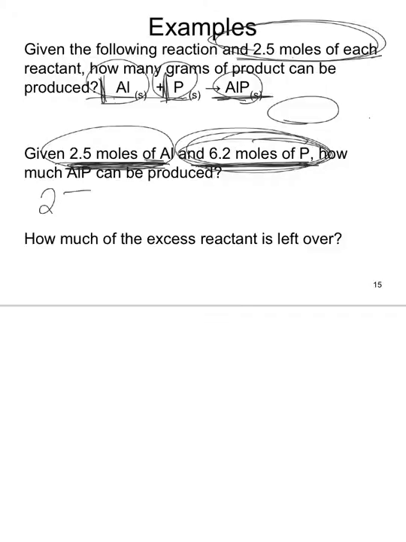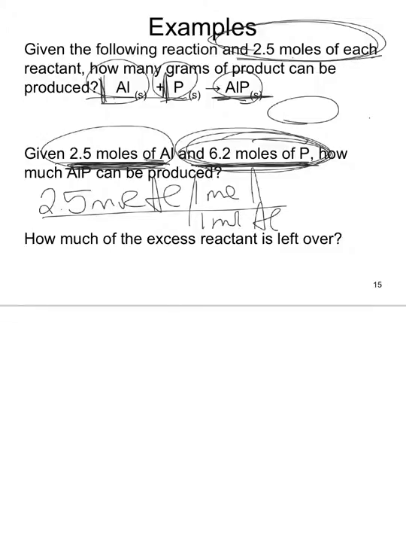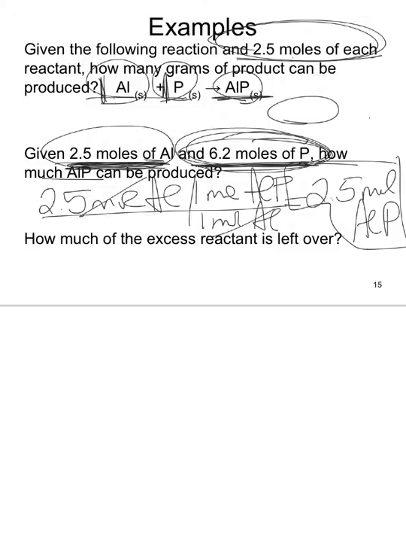I'm going to start with my limiting reactant, moles of aluminum. I'm going to say 1 mole of aluminum is going to make 1 mole of aluminum phosphide. That step is always necessary. And I will make 2.5 moles of aluminum phosphide. Now, it just says how much can be produced, and that's how much. I could always switch that to grams, figuring out what a mole of aluminum phosphide weighs.